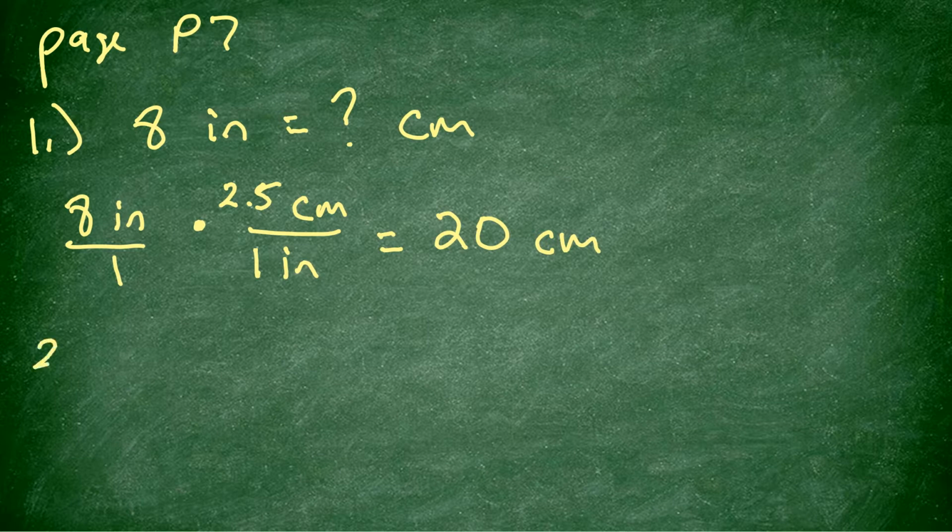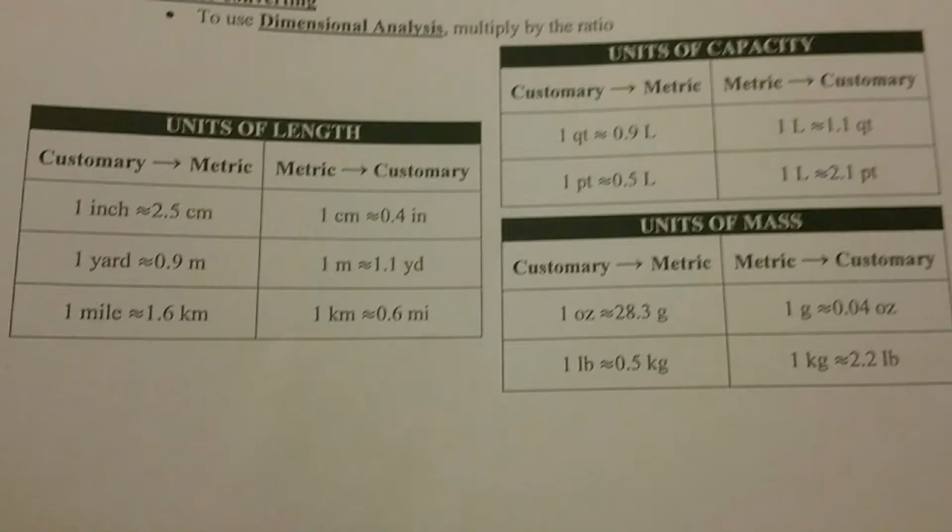Number 2. I have 15 meters equals how many yards? I look at my equivalency, okay, and actually I'm going to go back to the one that says these ones right here. I'm changing meters to yards. So look, I find meters, and I find they have their own equivalency right here, meters to yards. So 1 meter equals 1.1 yards.